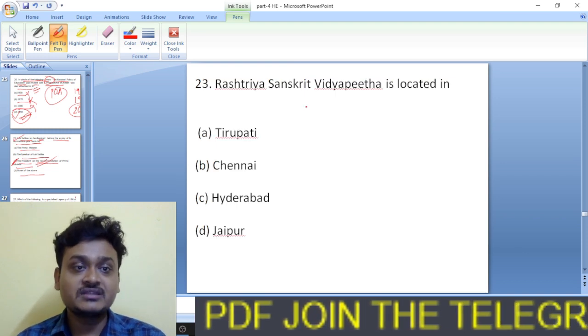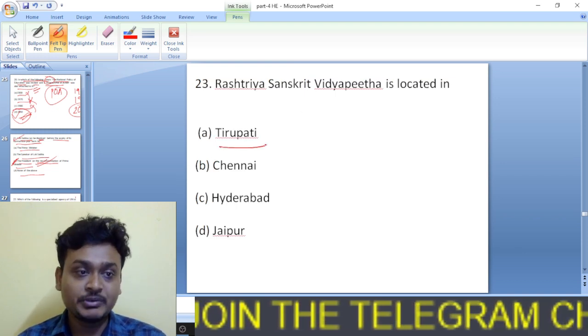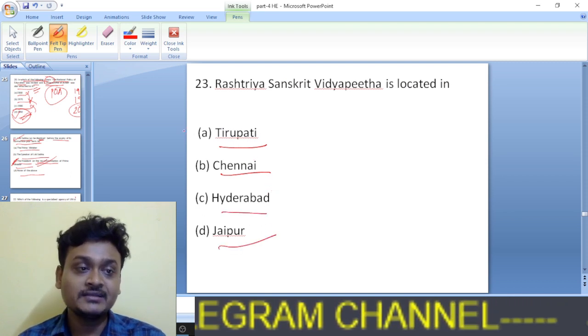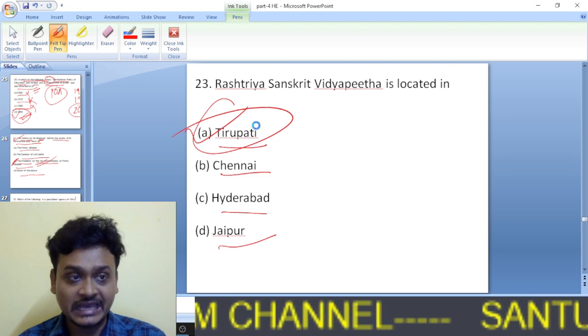Rashtriya Sanskrit Vidyapeeth is located in Tirupati, Chennai, Hyderabad, Jaipur. Rashtriya Sanskrit Vidyapeeth is located in Tirupati. So right option is A.